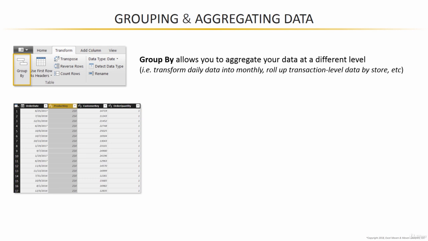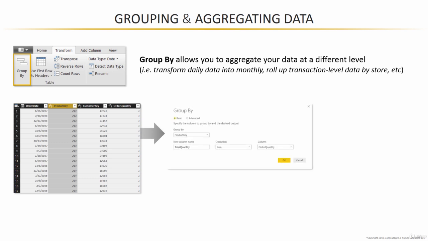And if you wanted to transform this table into a summary of order quantities rolled up by unique product keys, the Group By option is a great way to do that. When you click that Group By button, you'll see a dialog box that looks something like this that allows you to tell Power BI, I'd like to group this table by unique product keys, and the operation I'd like to evaluate for those product keys is the sum of the order quantity column.